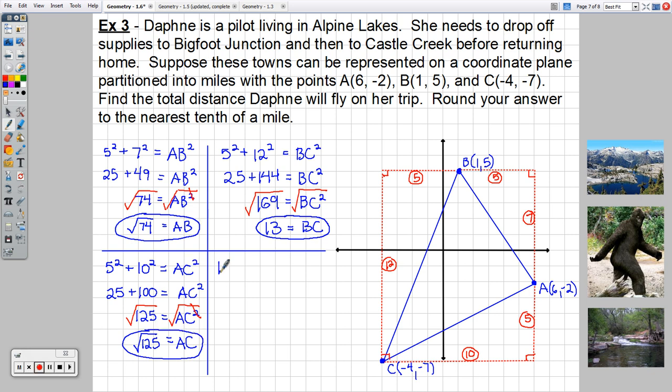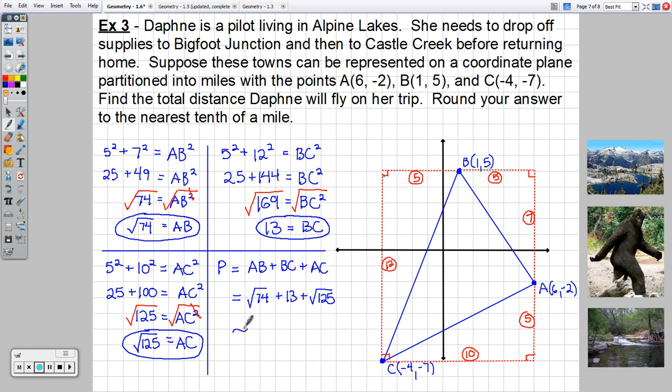And so now the perimeter of this whole triangle, P is talking about the perimeter of triangle ABC. This would be these 3 values added together. So it's AB plus BC plus AC. I can replace those values in the letters and symbols with what they equal. So I have the square root of 74 plus a plain old 13 plus square root of 125.